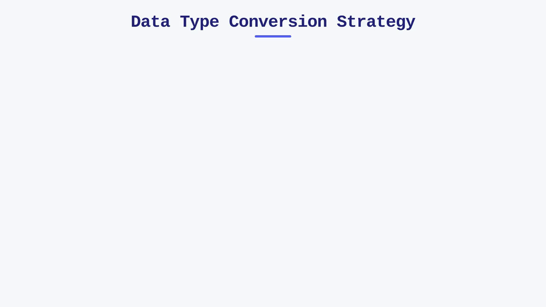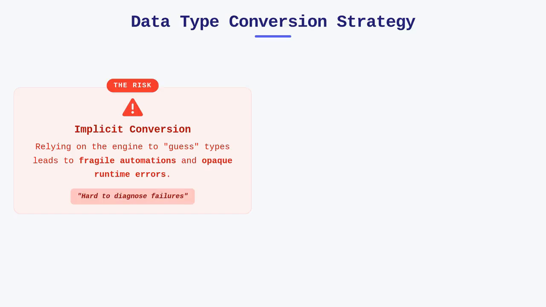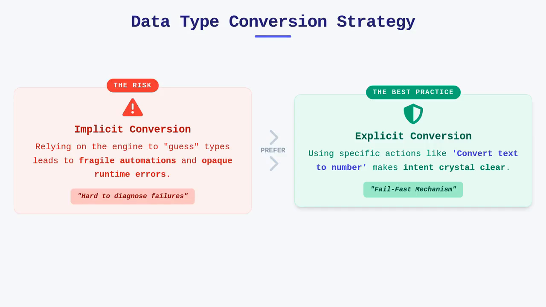Data type conversion is a reality of working with disparate systems, such as reading text from a web page and needing to perform numeric calculations or date manipulation. Power Automate Desktop typically handles implicit conversion where possible, but relying on this behavior can lead to fragile automations. I prefer the use of explicit conversion actions, such as convert text to number or convert date to text, because they make the developer's intent clear to anyone reading the code.